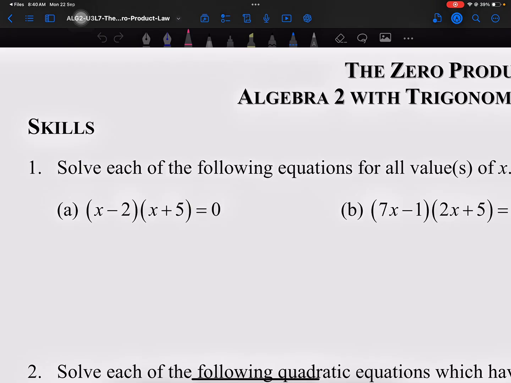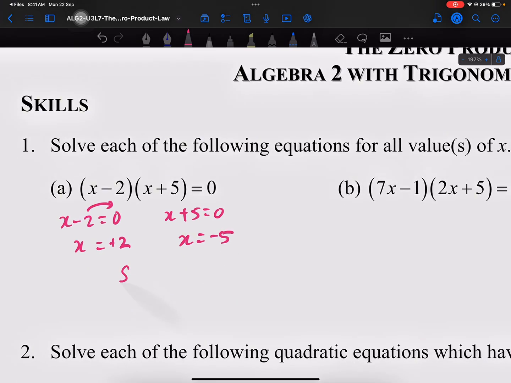Okay, so for the first equation, you can see that it is already factored. So we just need to solve for x. We use the zero product law: x minus 2 equals 0. Then x is, this one we move to the right, becomes plus 2. Then x plus 5 equals 0, x is minus 5. So the answer should be minus 5, 2. Remember that this will be small to large.